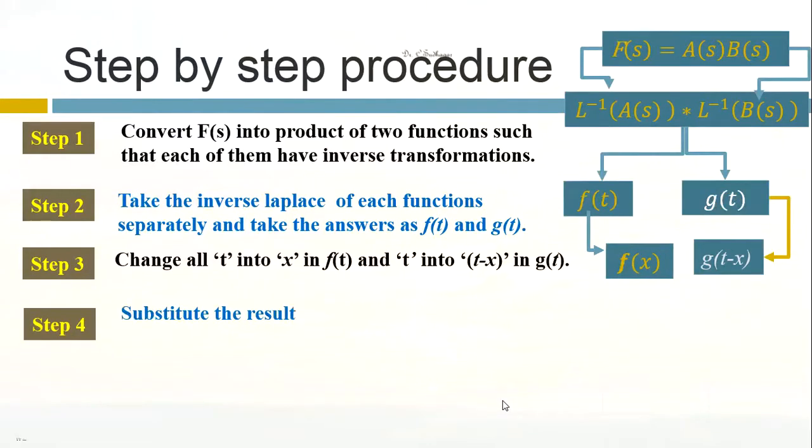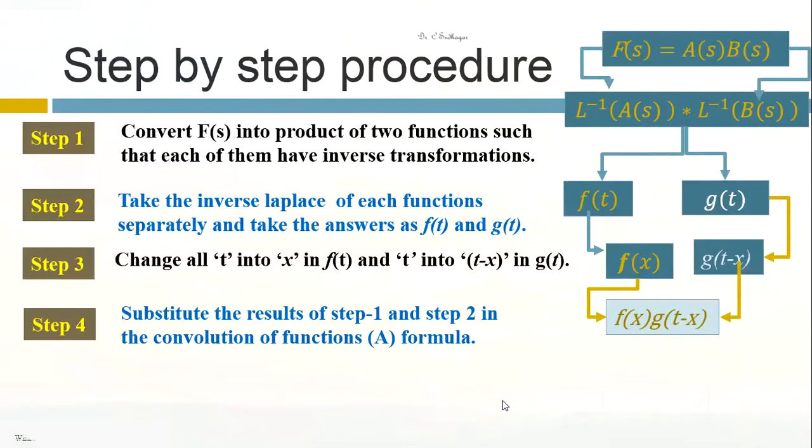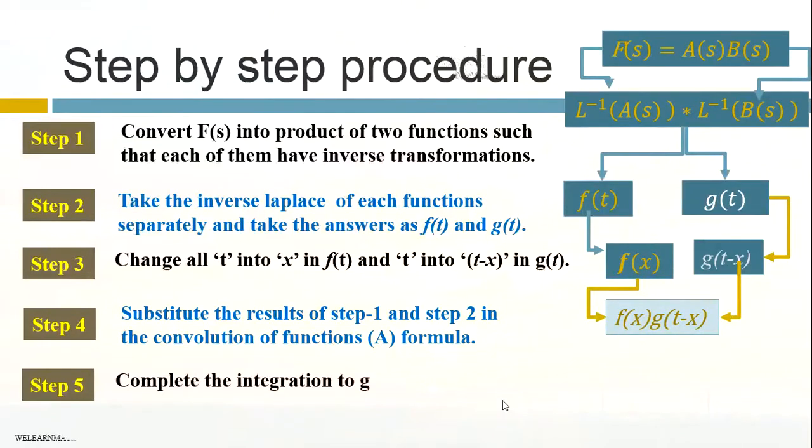What is the fourth step? Substitute the results of step 1 and step 2 in the convolution formula. The formula is given in our previous slide. Now we have to take this f of x and g of t minus x, put them in, and just multiply them. There is no convolution in between, just multiply them. Then we have to find the convolution for these functions.